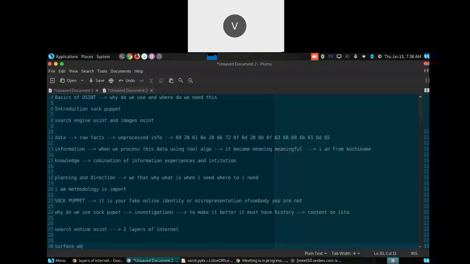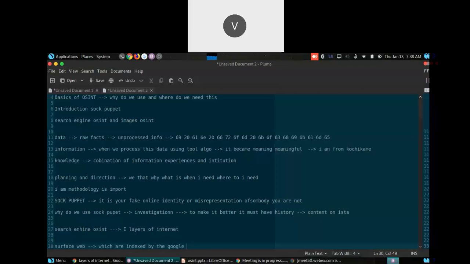The surface web, the upper part, the common part, or you can say the part covered by Google, is the part you can easily access, which does not have any sort of restrictions. You do not need special authorizations to access this part of the internet. You can access it using typical browsers like Google Chrome and Firefox.